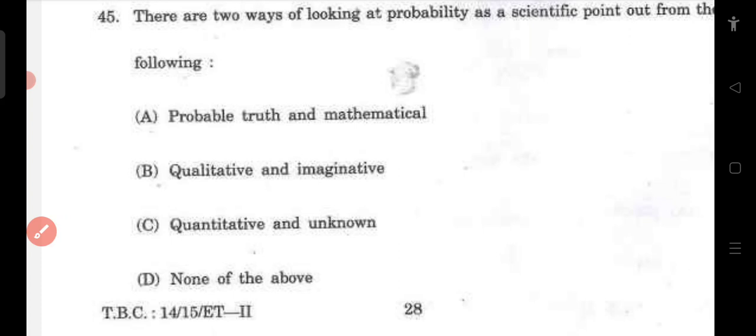So the next question is, there are two ways of looking at probability as a scientific point, out of the following: probable truth and mathematical, qualitative and imaginative, quantitative and unknown, none of the above. Probable truth and mathematical. So here the answer should be option A.